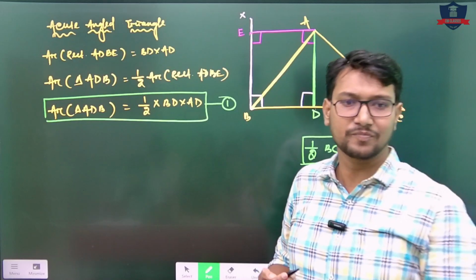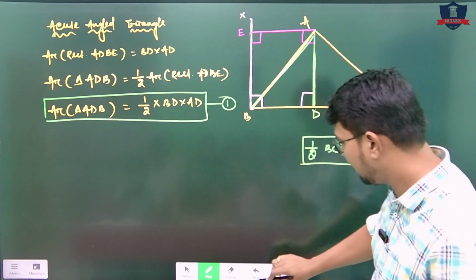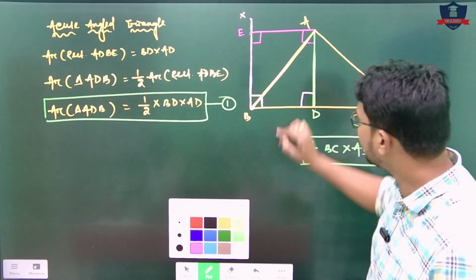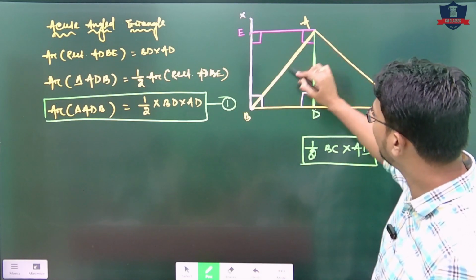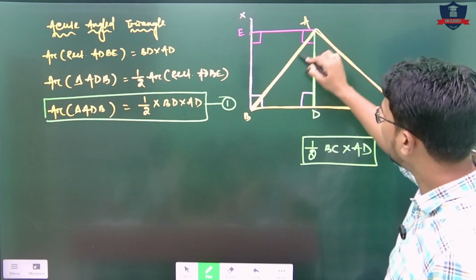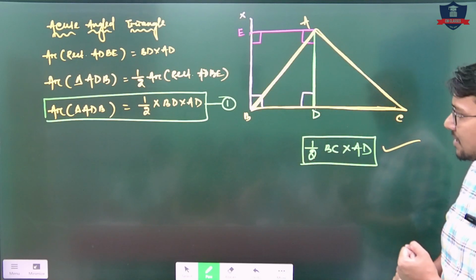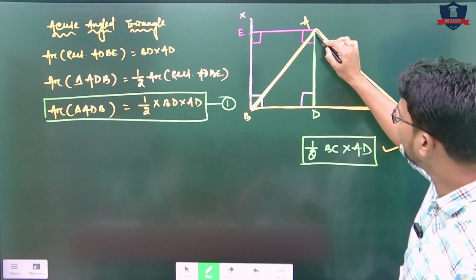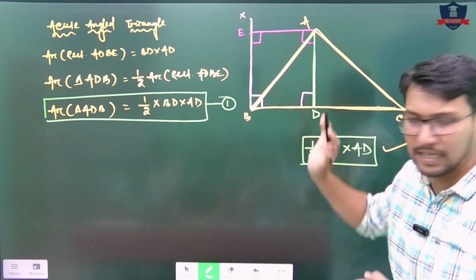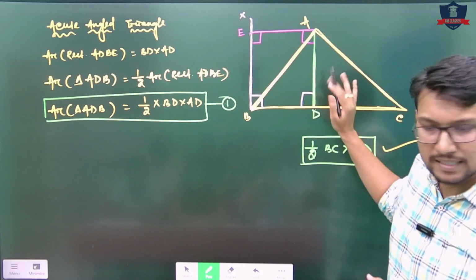Clear, everyone? Actually, we are going to find out which triangle's area. Triangle ABC area. We are going to prove this. Now here, children, tell me, we have got the ABD triangle area, meaning we have left this part.